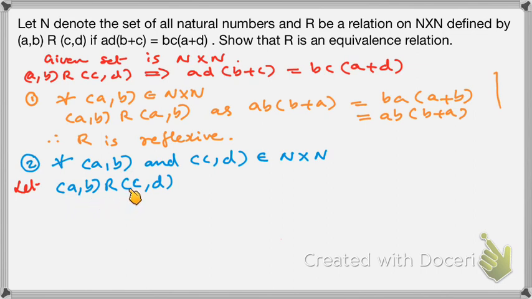That is the symmetry property. So I'm assuming one of it. I'm just saying that (a, b) is related to (c, d). When I proceed with that, I should be able to prove it the other way around: (c, d) is related to (a, b).